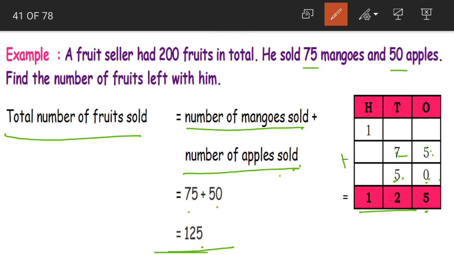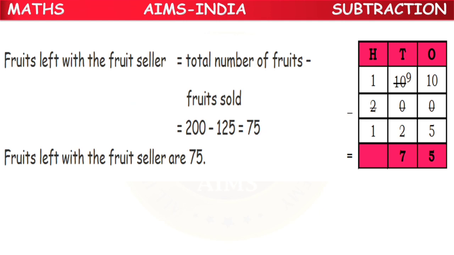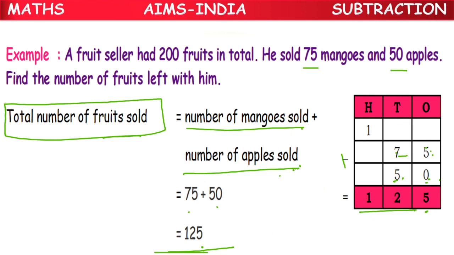What is this? This is not our final answer. This is just the total number of fruits sold. Now what do we need to do with this? We need to subtract. Fruits left with the fruit seller is equal to total number of fruits minus the total number of fruits sold. Yes children, just now we have discussed, right? To find out what is given in the question, to find out the number of fruits left with him.